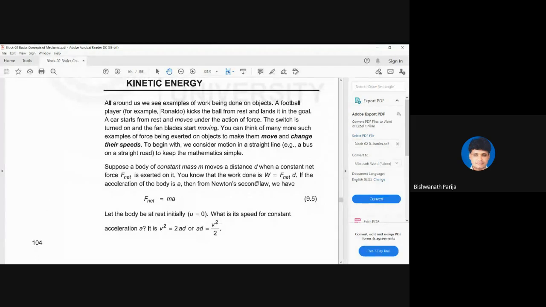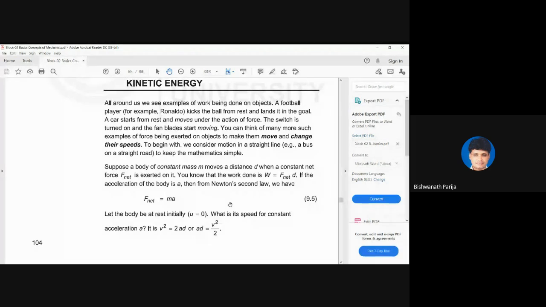Everyone see, for anybody, force equals mass into acceleration, net force equals mass into acceleration according to Newton's second law. Suppose the body is initially at rest, then what is its speed for constant acceleration? Now v square minus u square equals 2ad, where d is displacement. Your initial velocity u is 0, which means v square equals 2ad. Then ad equals v square by 2.